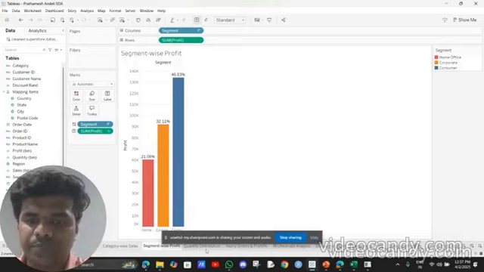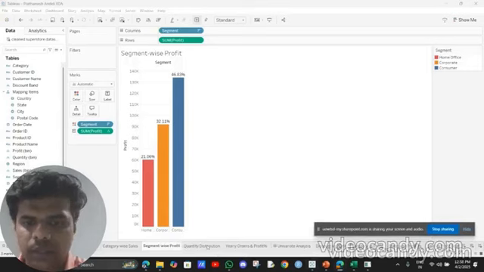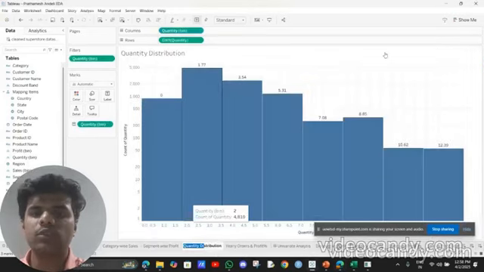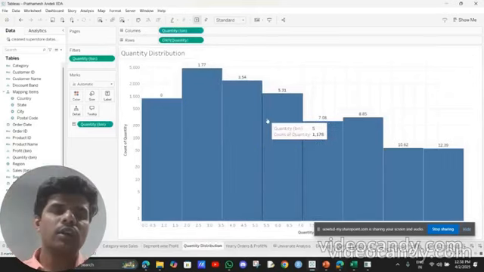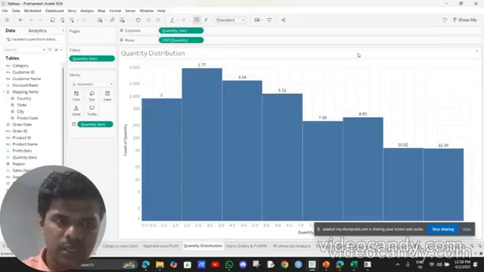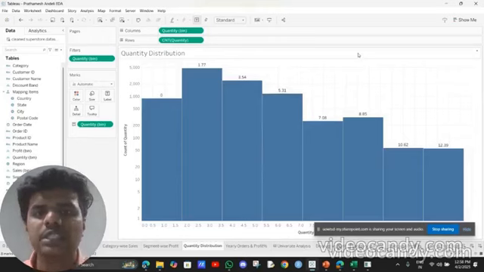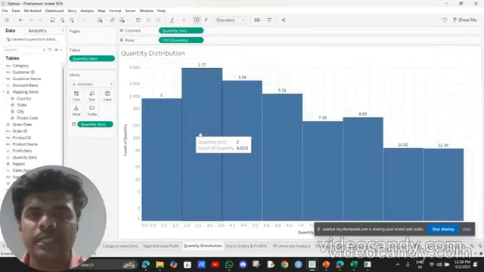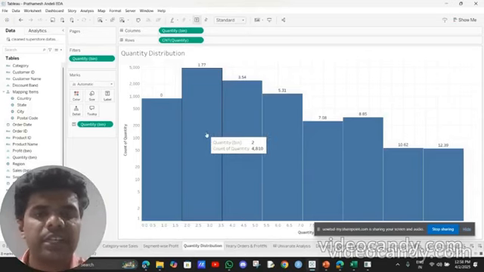So next is quantity distribution. Here we can see this plot, the aim of which is basically how much quantity one customer is purchasing in one transaction. Basically, on average, it's around two to four is the average quantity in every transaction.